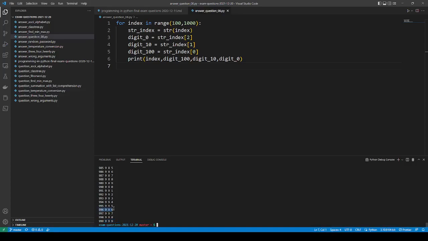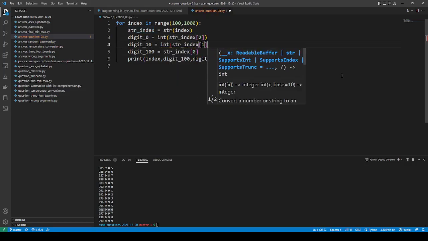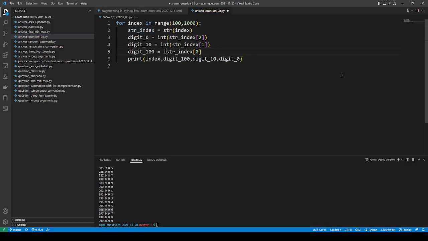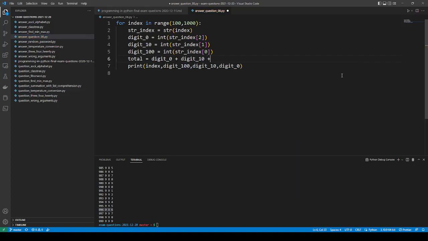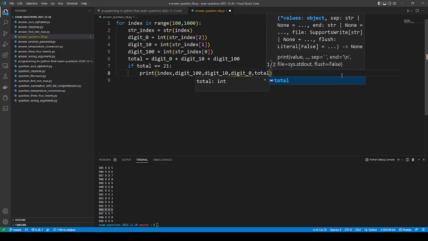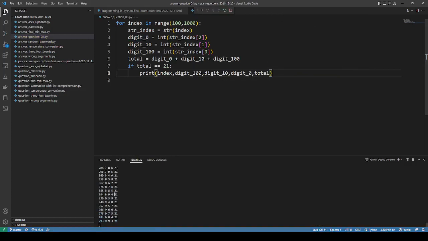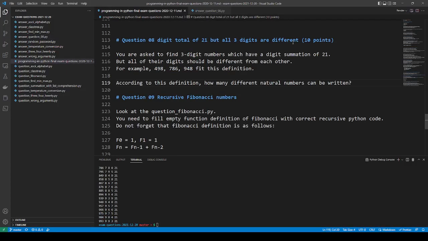Yes, okay, I have written correctly, but as you may remember, these are strings, therefore I need to change them to int so that they will be integer values. Okay, and here integer. And let's say total equals digit 0 plus digit 10 plus digit 100, and let's say if total equals 21. Let's write this one, and here let's print total. Okay, these are the numbers.